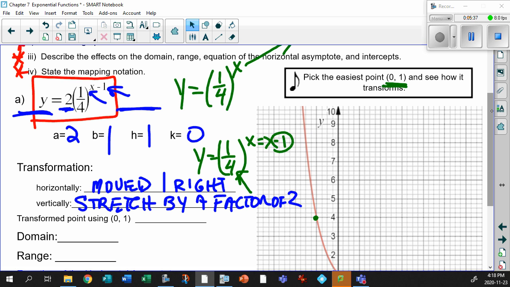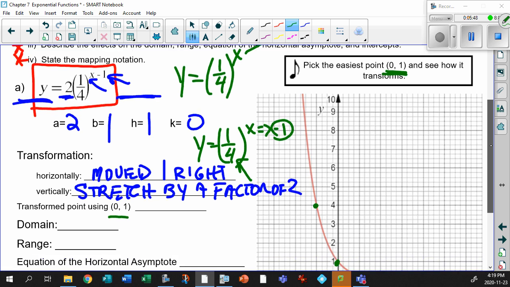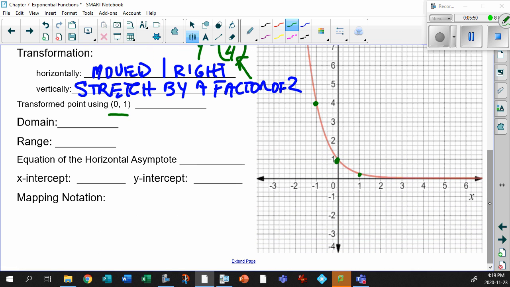The best point in the world to transform is (0, 1). You might, at this point, just want to go out and do the mapping for this. It makes it so much easier if you do the mapping. So I'm going to go right down to the bottom here and go to my mapping notation right off the bat. Think about this. My mapping notation says take my point (x, y) and transform this. Remember, my b was 1, so it meant nothing. But I did move 1 to the right. So all of my points are going to be x plus 1.